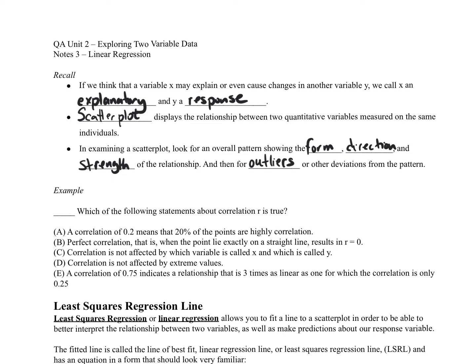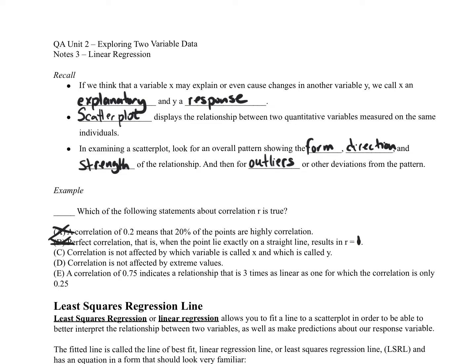So here's just a quick example. It says, which of the following statements about the correlation are true? A correlation of 0.2 means that 20% of the points are highly correlated. That makes no sense. Perfect correlation, that is, when the points lie exactly on a straight line, results in an R of 0. Well, that's not true. It would be an R of 1.